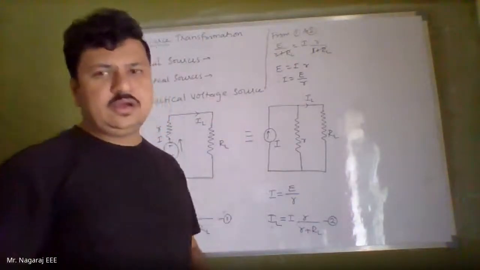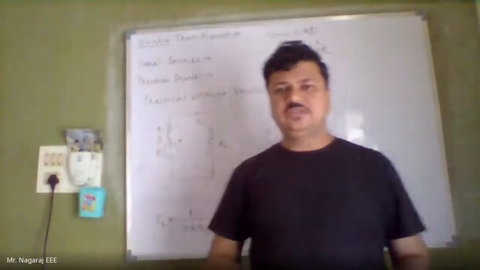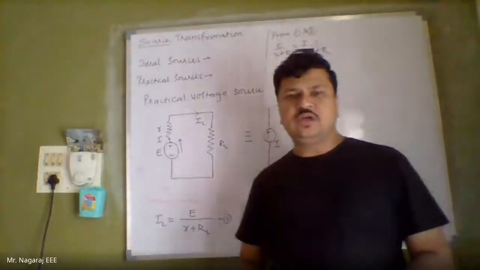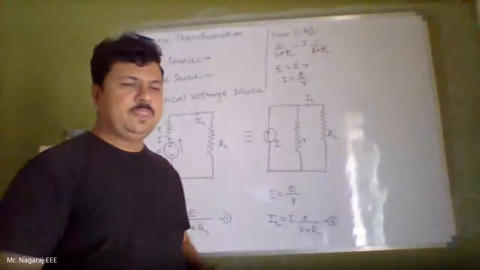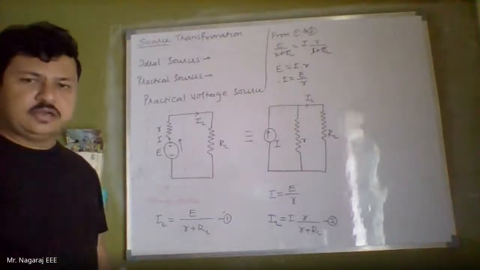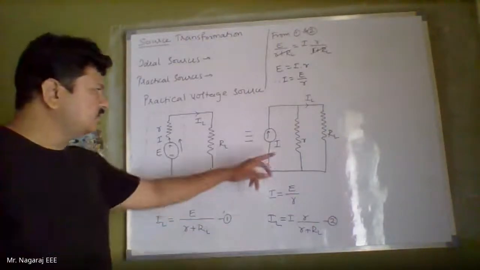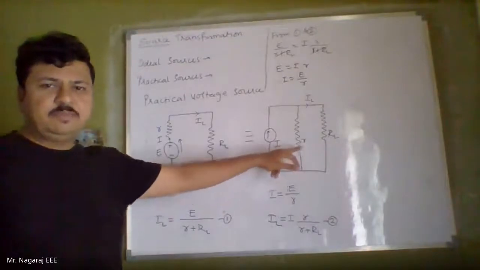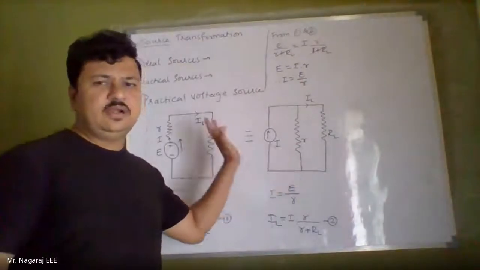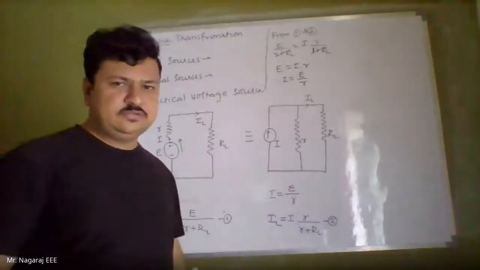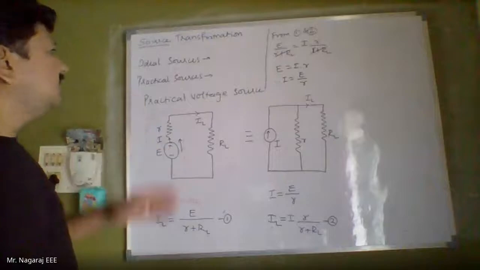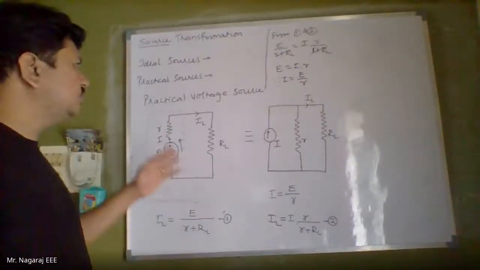So if I have a voltage of some E volts, in series with a resistance of say R ohms, and I want to convert that into a current source, then simply take the ratio of E to R. That will be the value of the current source. I represent the current source as a source of I amps in parallel with an internal resistance of R ohms. Then the entire circuit will be as it is. So this is how I convert my voltage source to a current source.